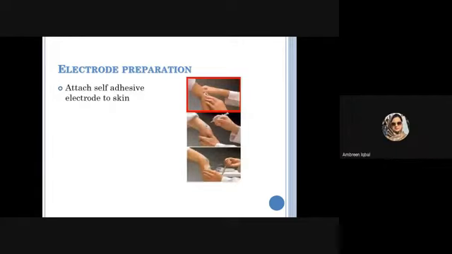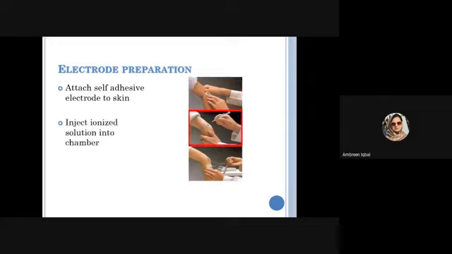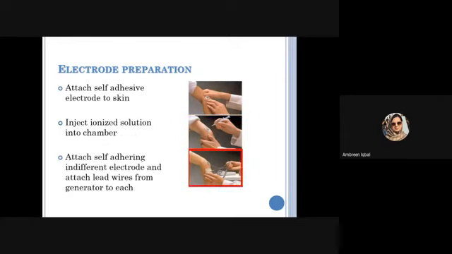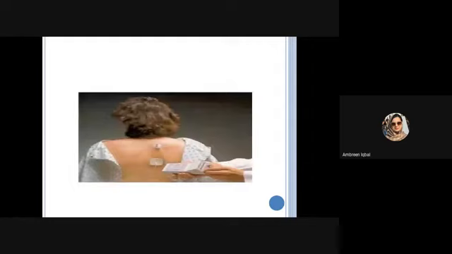This is the picture showing how to attach the electrode to the skin. Then inject the ionized solution into the chamber. The next step is to attach the self-adhering indifferent electrode and attach the lead wires coordinated to each. This is a picture to show you the application of the process.